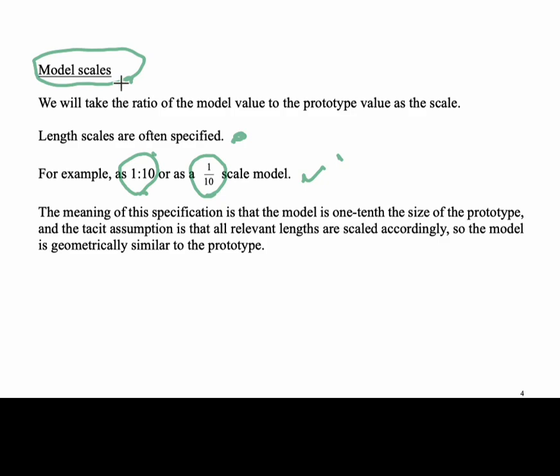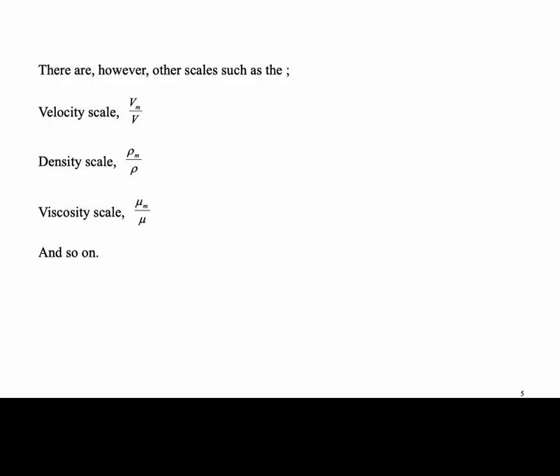So when we talk about the model scale, it only refers to the geometry. If we refer to another part, which is velocity and so on, we do not call it a model scale. There are, however, other scales such as the velocity scale, the density scale, and the viscosity scale actually sometimes used in similarity analysis.